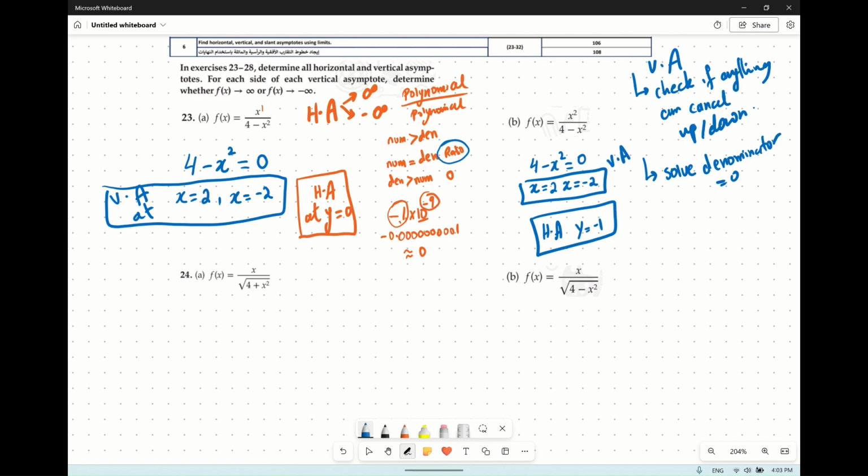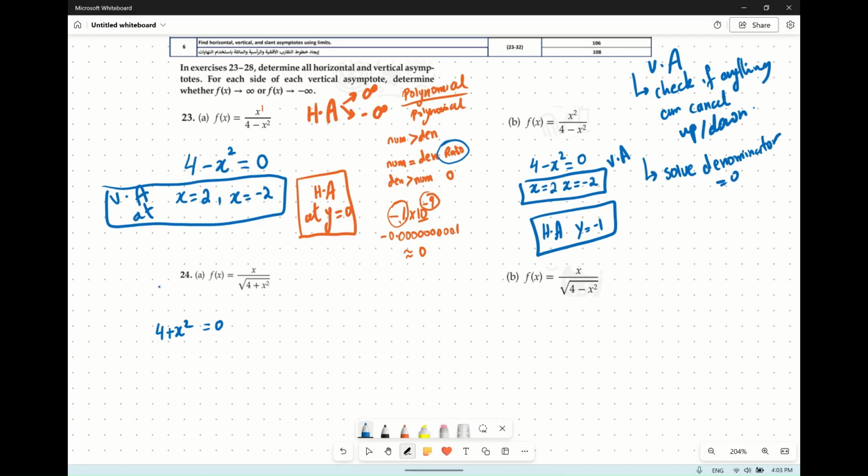Now we come to question number 24, A and B. Here we see that we have roots. Again, step number 1, whenever I am finding the vertical asymptote, I check: can anything cancel up and down? No. So I take the denominator and I solve it equal to 0. So the root can go.